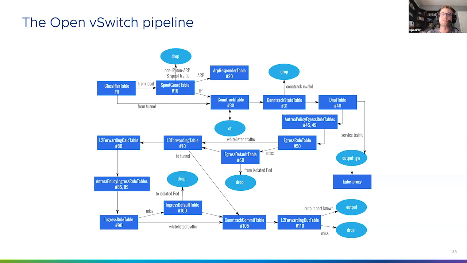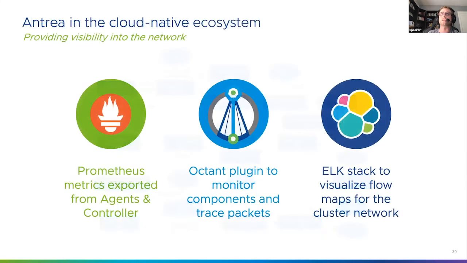So some of the forwarding stages, the blue rectangles that you see here, should be familiar from our running example previously. You have the spoof guard table, to prevent ARP and IP spoofing. You have the L3 forwarding table, which is how we send traffic on the correct tunnels as part of overlay routing. And the reason why I'm showing this is to emphasize that the OVS pipeline can become quite complex, which is why with Antrea, we've been looking into different tools and integrations to provide visibility into the network.